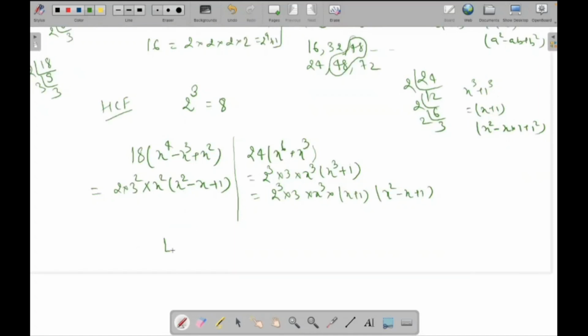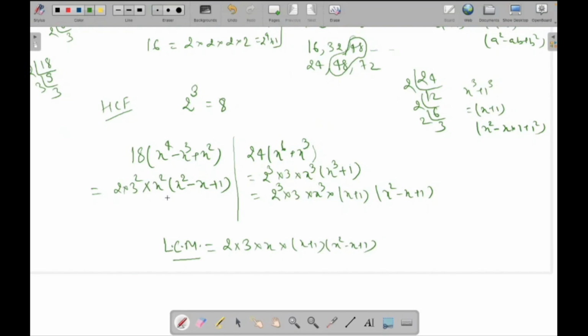Now I have to look at LCM. Now I have to write first the distinct ones. So this, there is 2 here, I'll write 2. Then there is 3, then in terms of number I'm done. Then I'm looking at x. Okay, x is 1. Then I have got x plus 1, and then I've got x square minus x plus 1. Now I have to start writing the highest power of each of these.